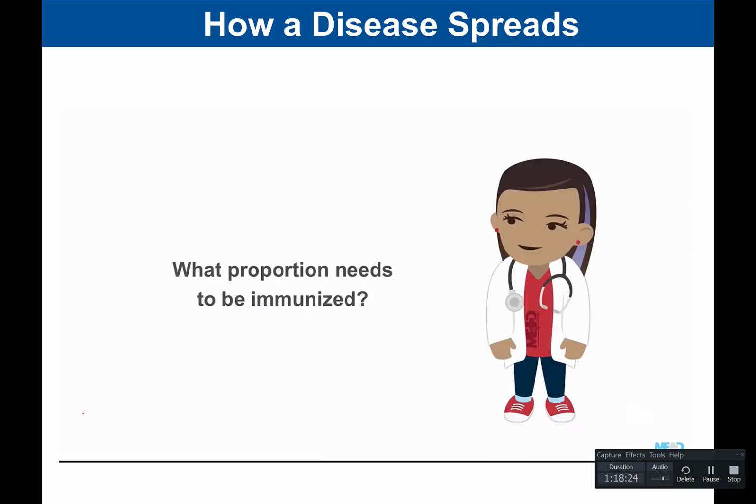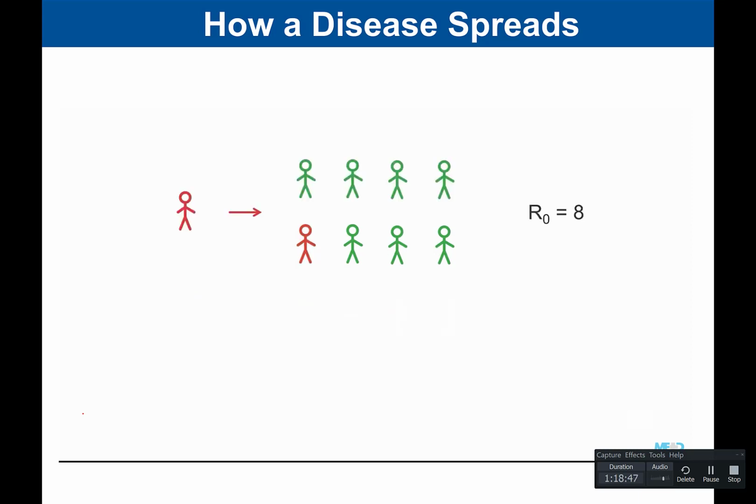So how do we know what proportion of the population needs to be immunized in order to reach herd immunity? Let's look at a disease with an R0 of 8, where 1 infected individual infects 8 others on average. What would need to happen for them to only be able to infect 1 other person? Well, we would need to immunize these 7 over here. So 7 divided by 8, or 7/8, is the herd immunity. It's calculated as R0 minus 1 divided by R0.